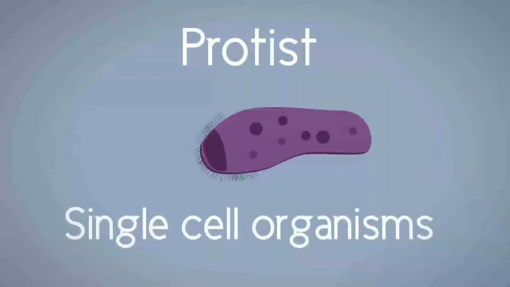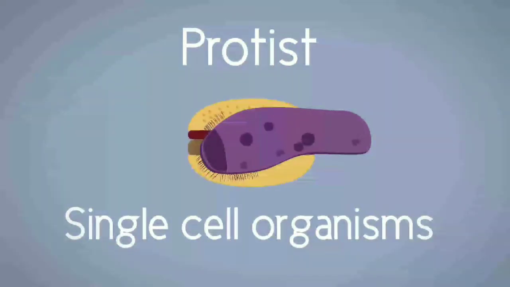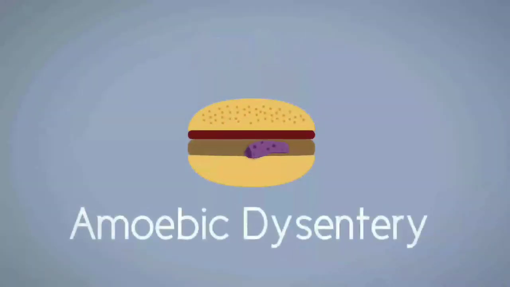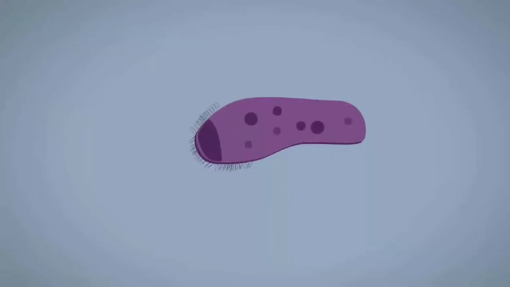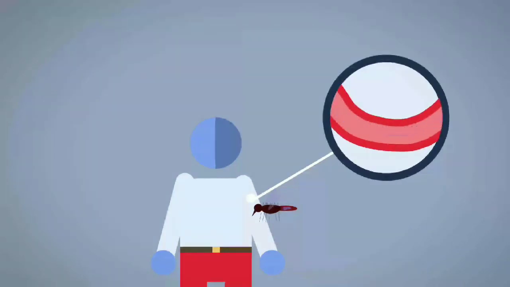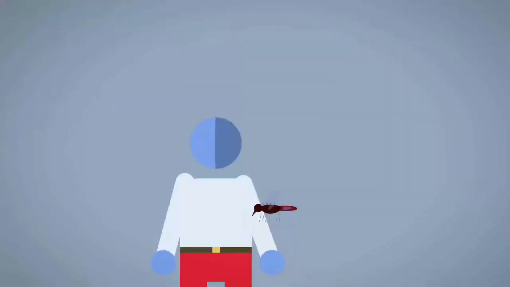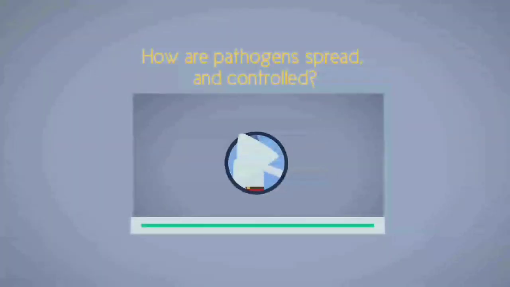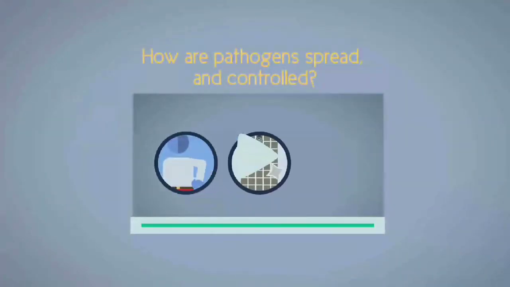Protists are single-cell organisms. Some protists can contaminate food and cause amoebic dysentery, which is an intestine infection and results in severe diarrhea. Protist pathogens can also be parasitic. They live in or on other organisms and cause harm. Malaria is an example of a protist pathogen that lives in the blood and is transmitted by mosquitoes. Watch the second part of this video to see how pathogens are spread and how their transmission can be prevented.